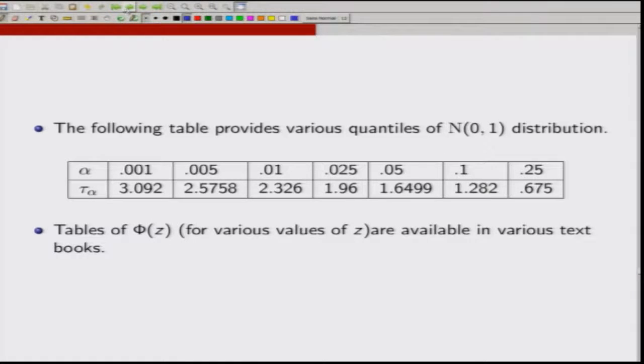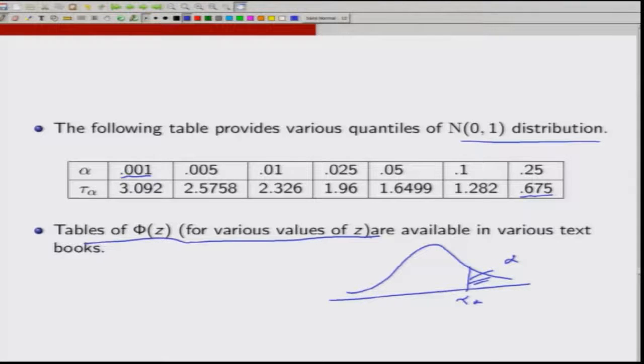The following table provides the quantiles of normal 0, 1 distribution for various values of alpha. So if alpha is 0.001, that means on the right of it, the area is 0.001. So this is tau alpha. So if tau alpha is 3.092, then on the right of 3.092, there is only 0.001 area. And similarly, if one looks at the right of 0.25, there is a 0.615 area. So these tables for phi(z) for various values of z are available in various textbooks. One can see those textbooks because this normal distribution turns out to be very useful in statistical inference problems. So that is why these tables also turn out to be very handy.